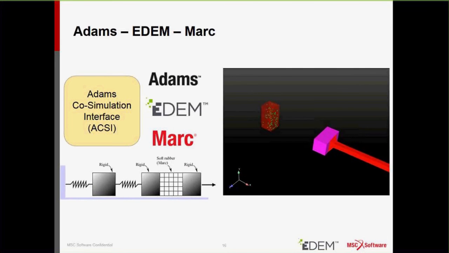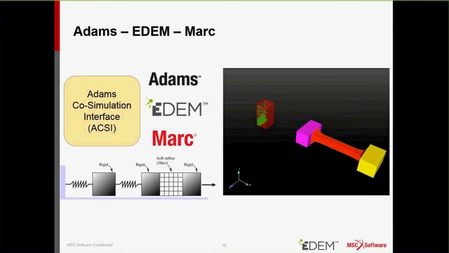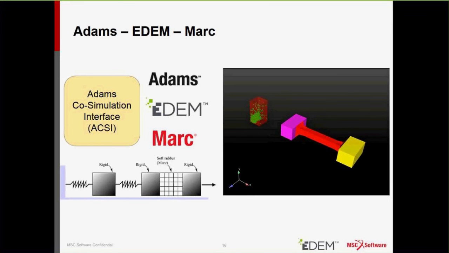Just as an aside, the ACSI was originally developed to allow Adams to connect to Marc. Now, by developing the EDEM coupling using this same interface, it's now possible to also perform a three-way simulation between EDEM, Adams, and Marc. This is valuable because it allows users to simulate misuse scenarios or accidents. For example, an excavator, when loading granular materials, may hit an obstacle, and the simulation can be used to determine any potential damage using Marc.